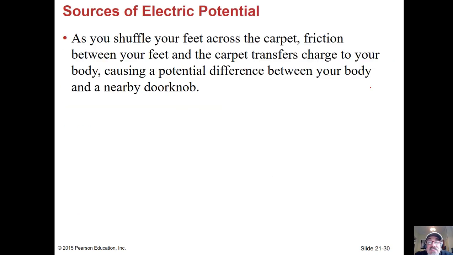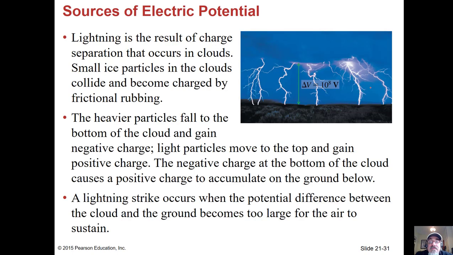As you shuffle your feet across the carpet, friction between your feet and the carpet transfers charge to your body, causing a potential difference between your body and a nearby doorknob. So you know what happens when you go to touch a doorknob sometimes. You get a shock. Charge moves from, say, your finger to the doorknob. There's a potential difference developed. You can see the potential difference with the clouds here, something like 10 to the 8th, so like 100 million volts or something.